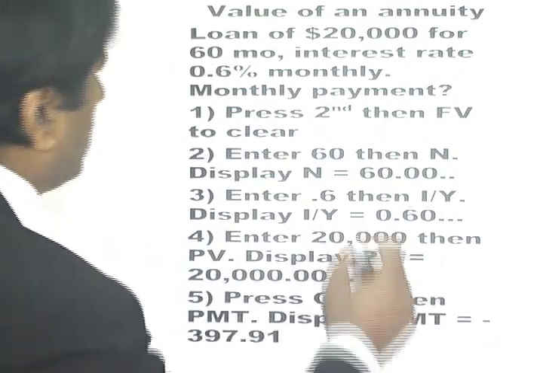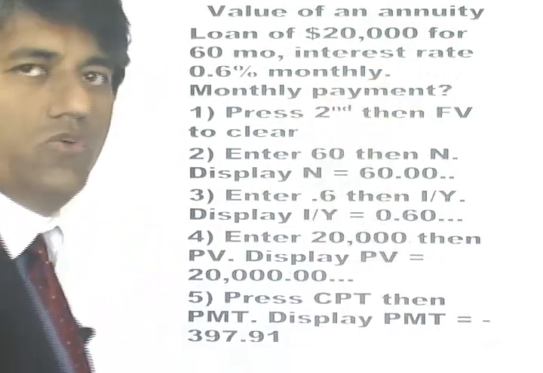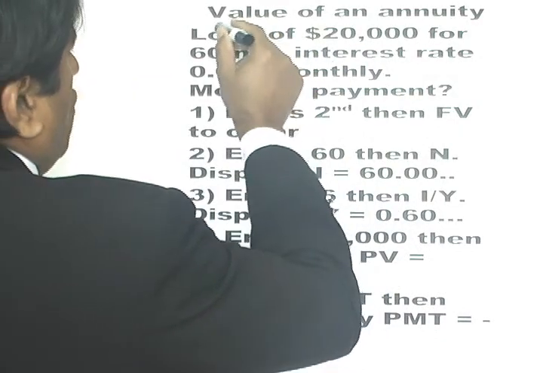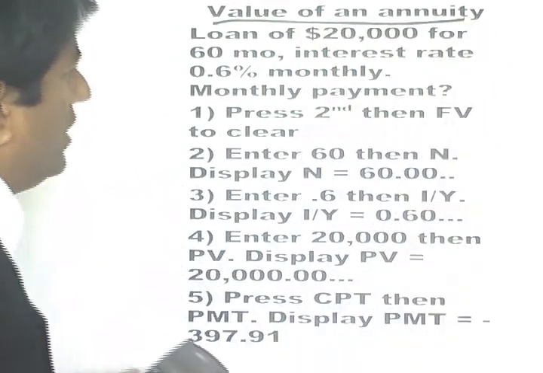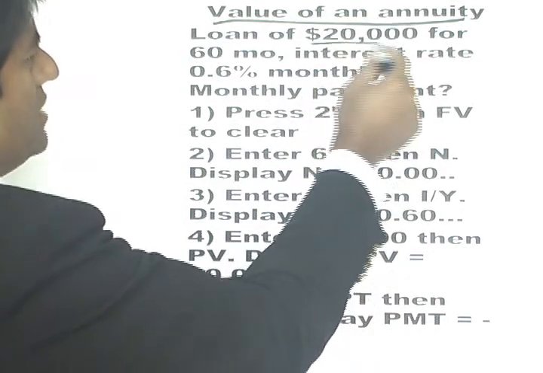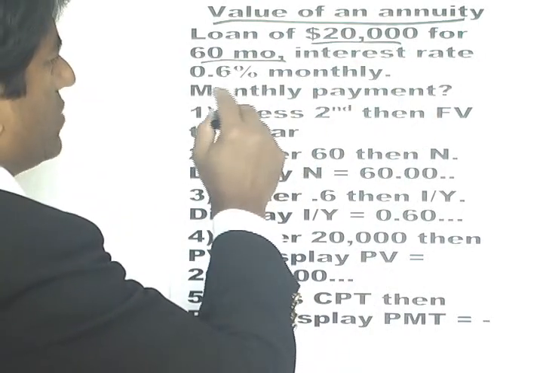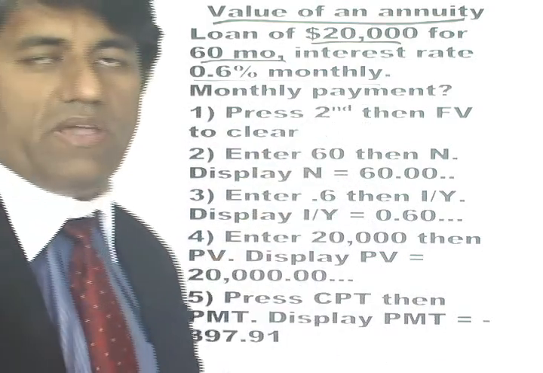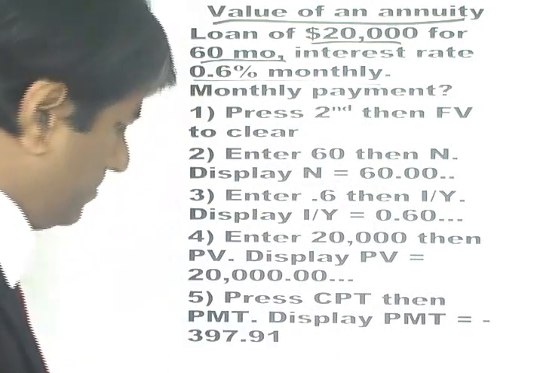Now we are going to look at how to use a financial calculator to calculate the value of an annuity. And here you have a loan of $20,000 for 60 months, and the interest rate is 0.6% monthly, and you have to figure out what the monthly payment is.